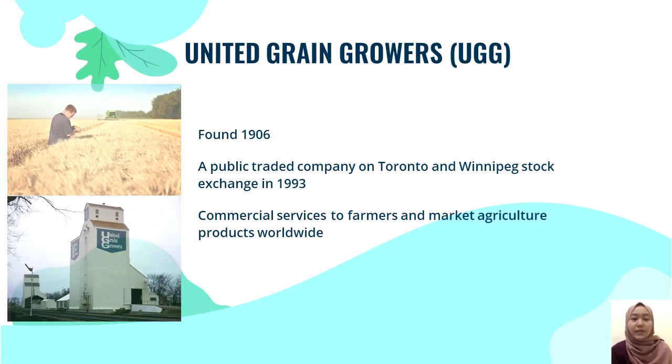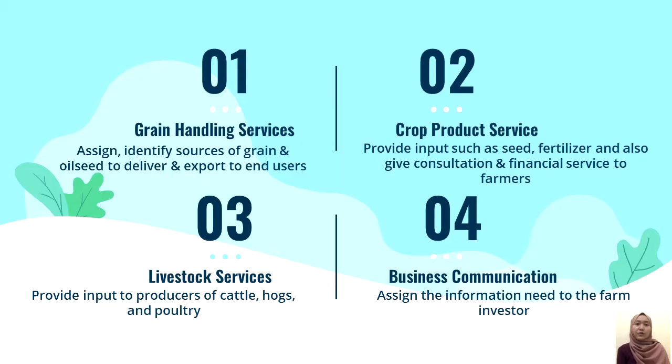UGG was formed in 1906 and became a publicly traded company on the Toronto and Winnipeg Stock Exchange in 1993. This company provides commercial services to farmers and markets agriculture products worldwide. UGG helps farmers to plant, produce, and market their products, and also has four main business segments, such as grain handling service to assign and identify sources of grain and oilseed, then deliver the products to exporters and domestic end users, such as food processors.